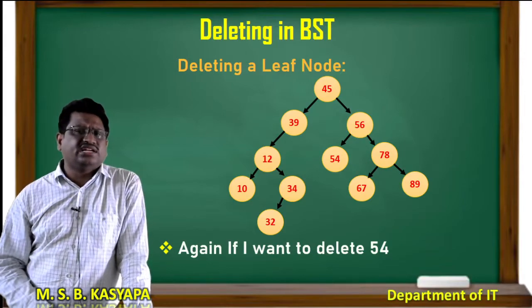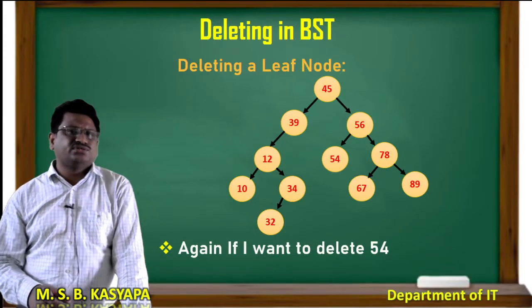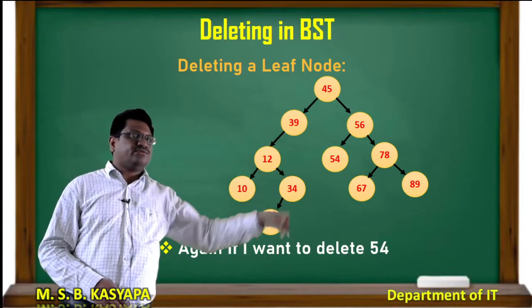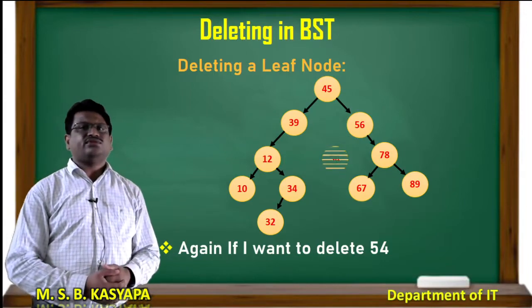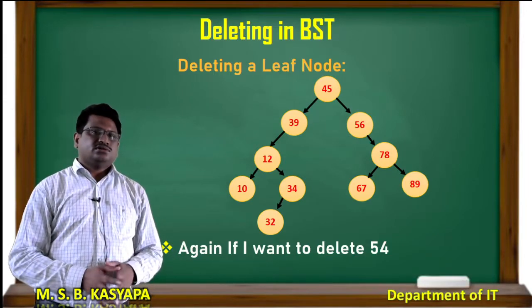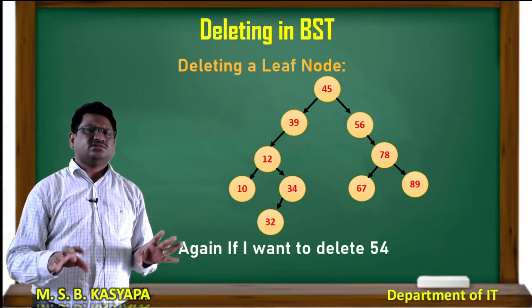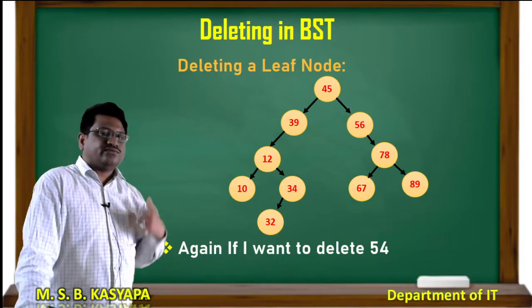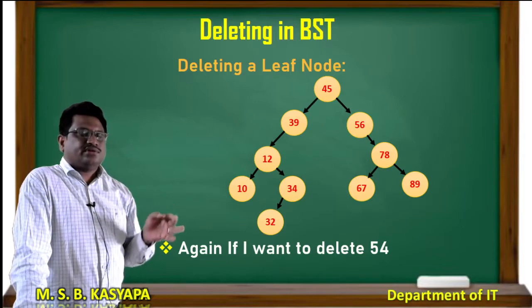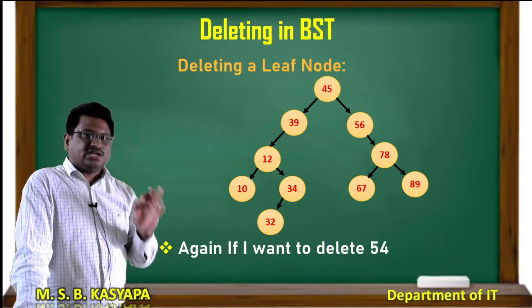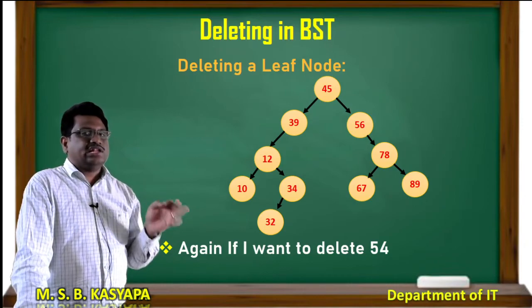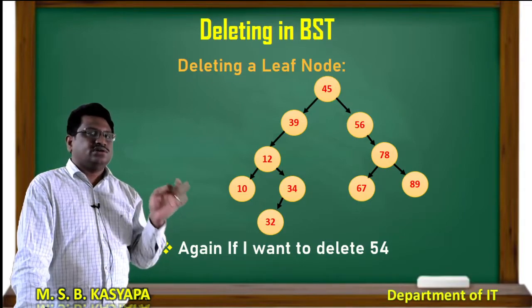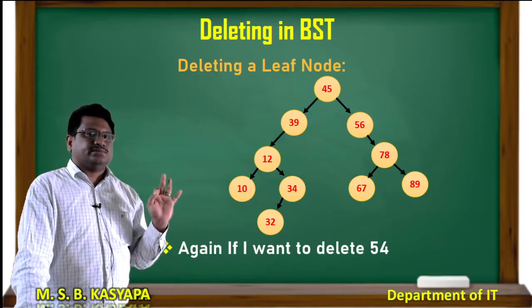Again, I want to delete one other value, that is 54. If you see the path 50, 45, 56, 54, in that path 54 is a leaf node. So, if I delete 54, there are no changes. So, deleting a leaf node is very easy. There is no need to do any further process. If it is a leaf node, I can directly delete or unlink that particular node or element from the BST. So, first I will search the node. If I find the node, I will delete it.